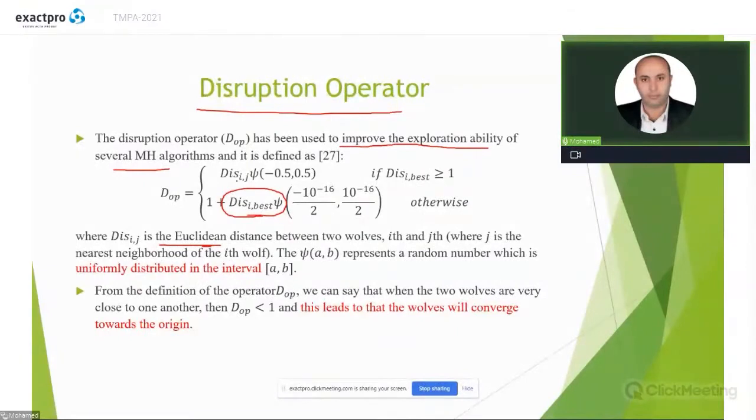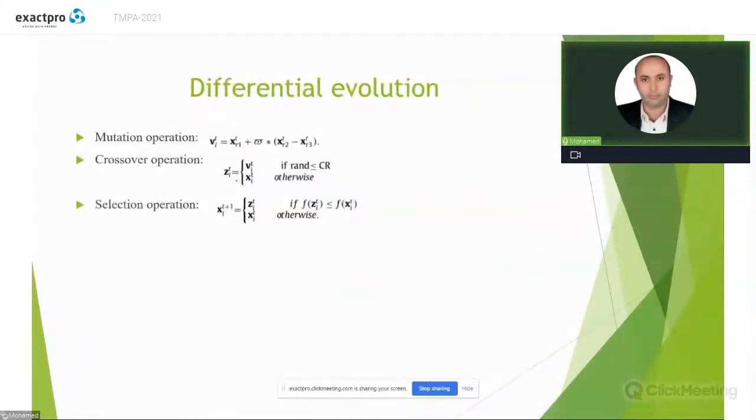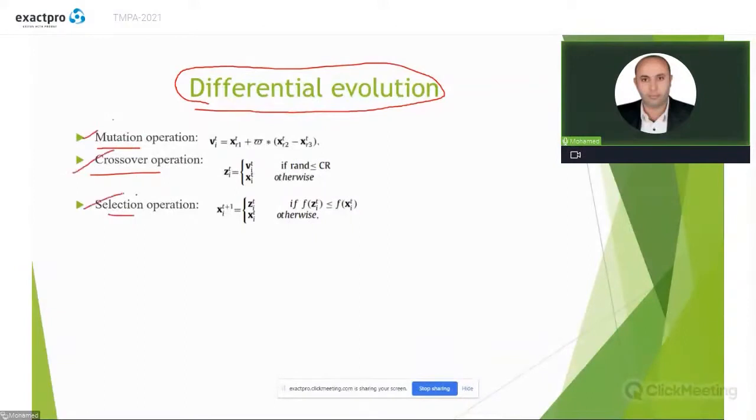This is used to improve the diversity of the solution during the searching process. The next algorithm we're using to improve the gray wolf is called differential evolution. As we know, differential evolution depends on three operators called mutation, crossover, and selection. All of them have different effects on the performance of the algorithm.